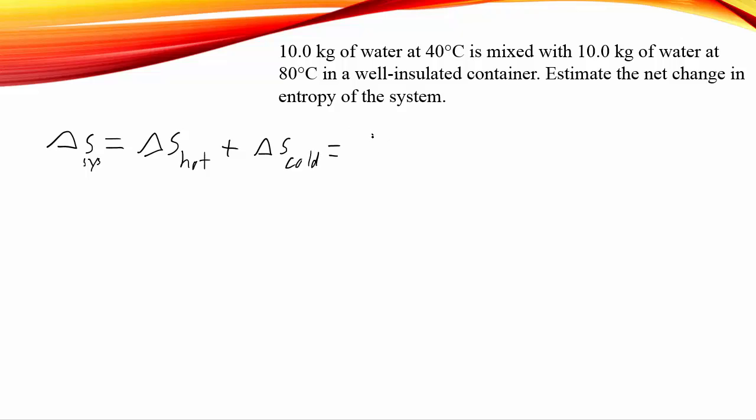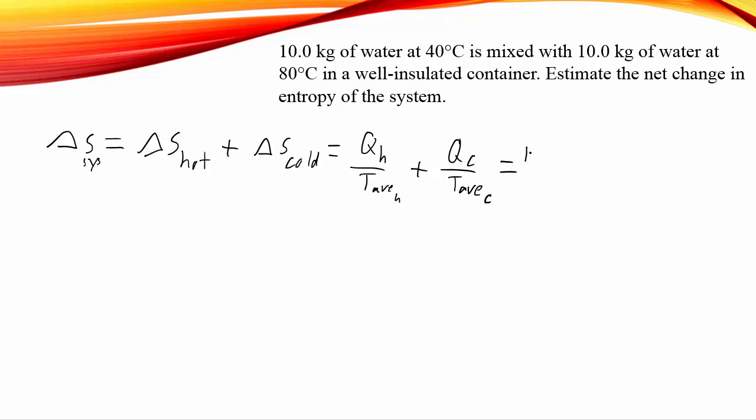And so for each of these we can have Q over T, so Q of the hot over average temperature of the hot plus Q of the cold over average temperature of the cold. And if you're thinking, well, heat is flowing out of the hot water, so you might want to put a negative there. I'm going to wait until later. I'm going to put the negative in when I get the delta T. You can put it in either time, just don't put it in both times, one time or the other, and it will all work out fine.